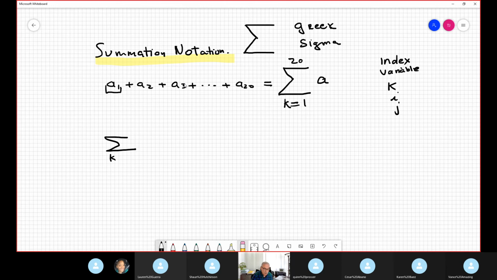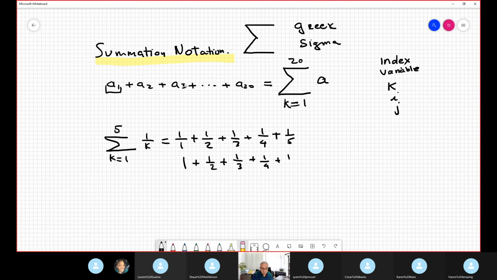Sigma from k equals 1 to 5, and the expression inside is 1 over k, the reciprocal. Well, we start at 1 over 1, plus 1 over 2, plus 1 over 3, plus 1 over 4, plus 1 over 5. And that's it. Now 1 over 1, you know, is 1. Then 1/2, plus 1/3, plus 1 over 4, plus 1 over 5. And if you want, you condense it again, you add it. But no, the idea was expanding summation notation.